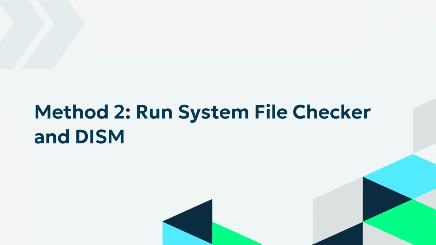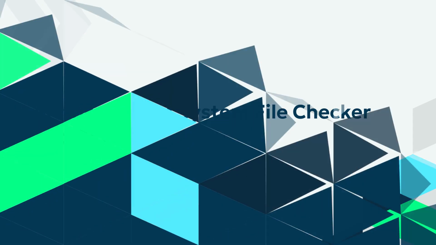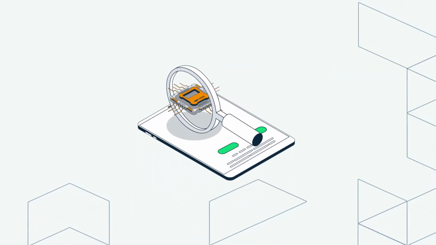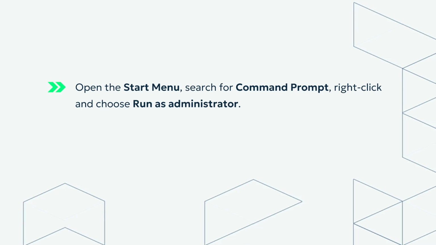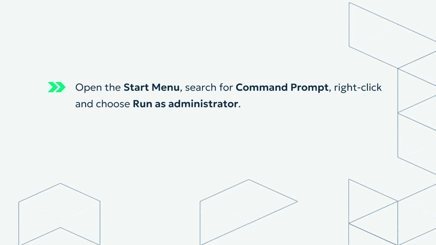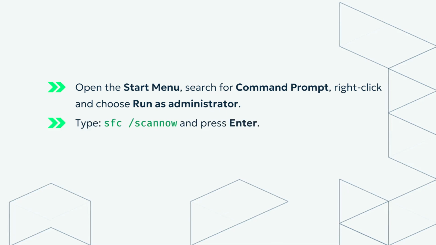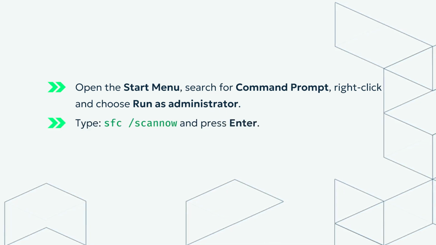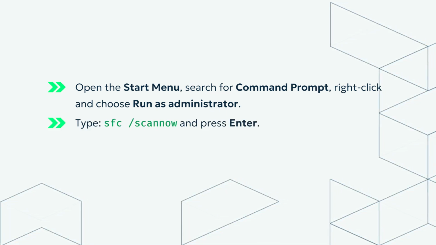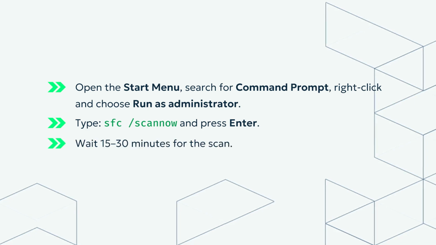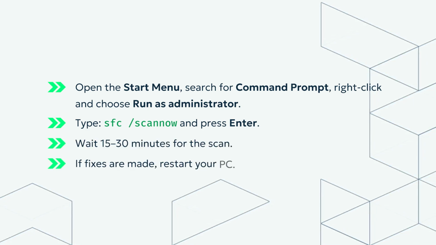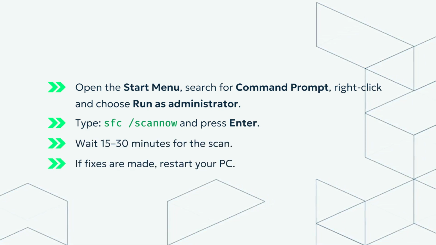Method 2. Run System File Checker and DISM. To run a system scan, open the Start menu, search for Command Prompt, right-click, and choose Run as Administrator. Type sfc /scannow and press Enter. Wait 15 to 30 minutes for the scan. If fixes are made, restart your PC.